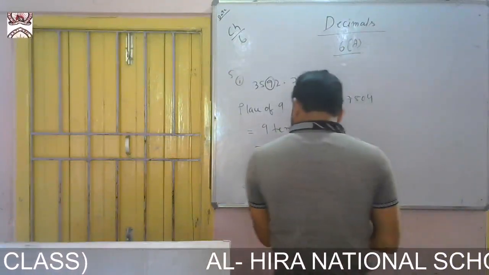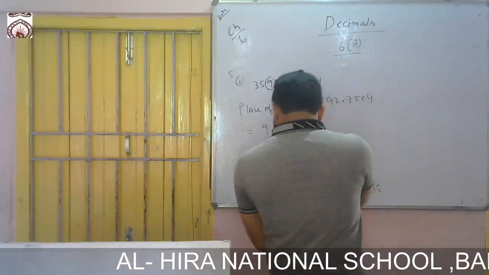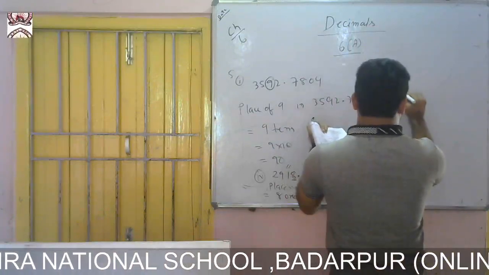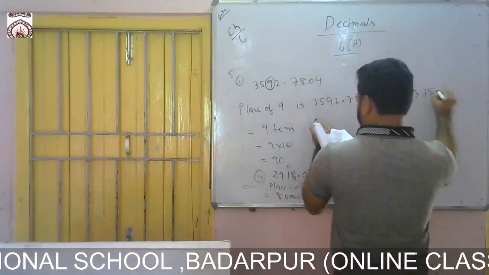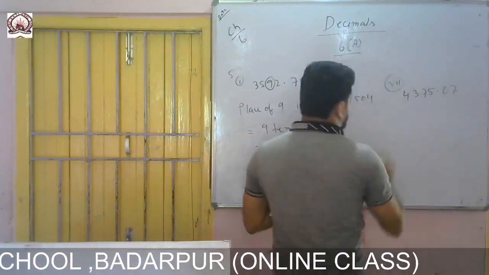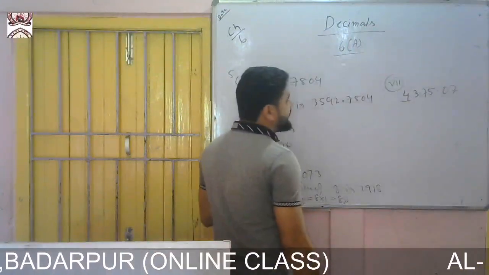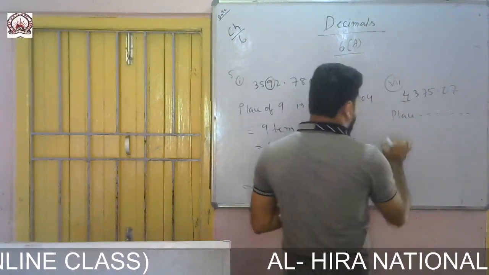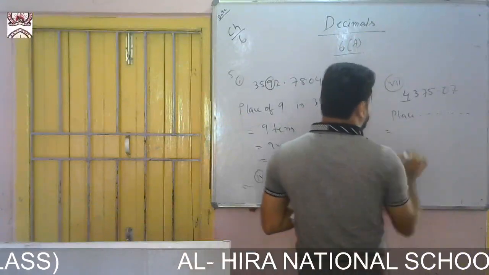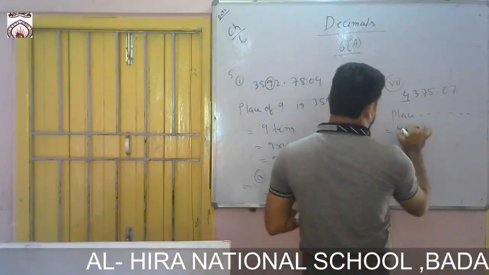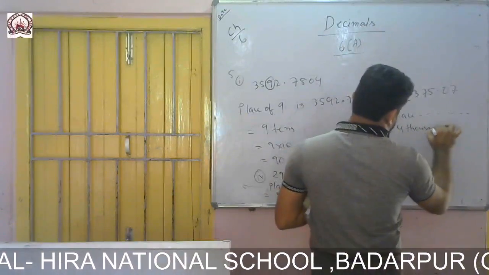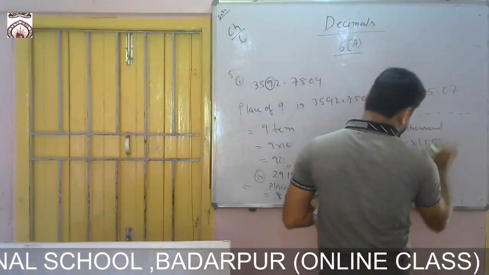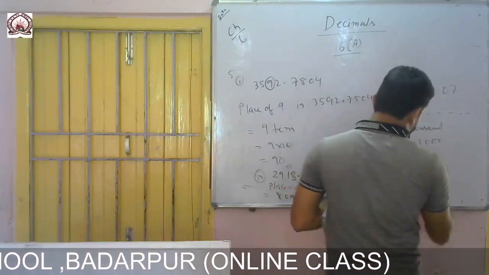Now come to question number 7. Question number 7, what is there? 4375.07. So we need to find the place value of 4. So write place value. It will be 1, 10, 100, 1000. So 4,000. That means 4 into 1,000. 4,000. Okay.